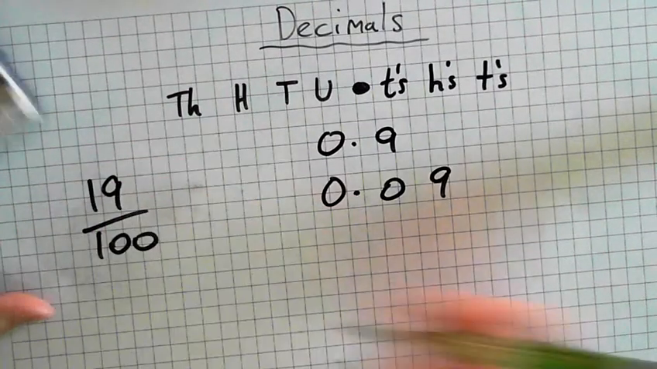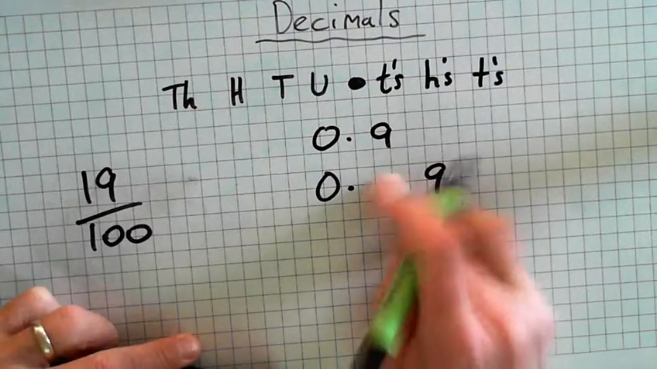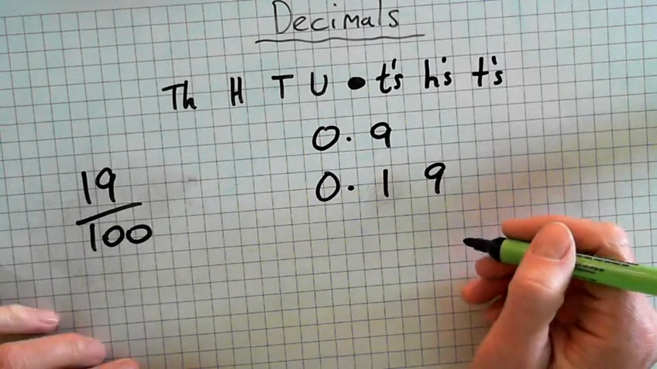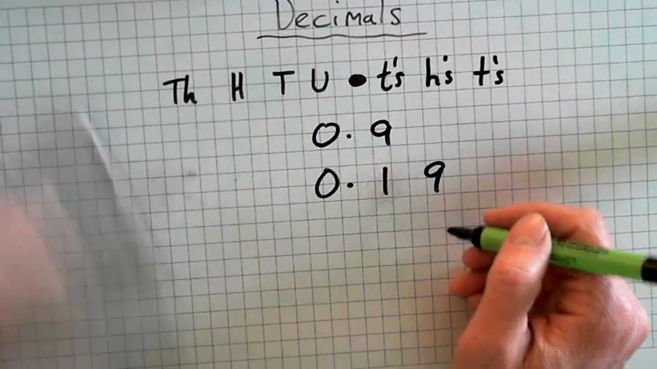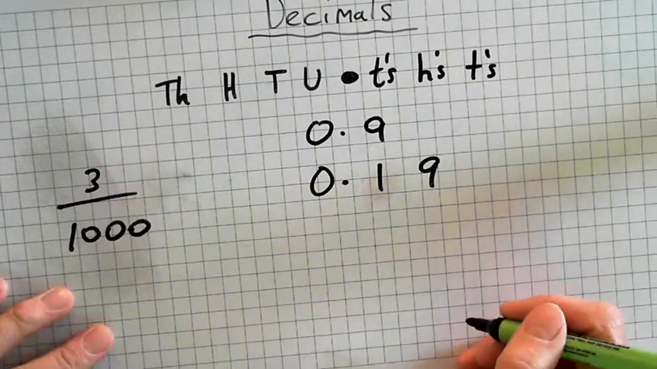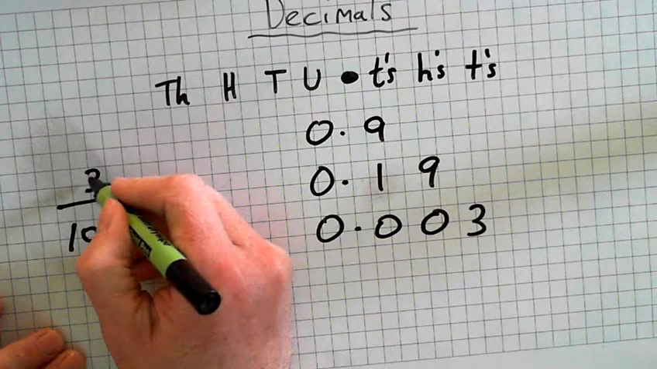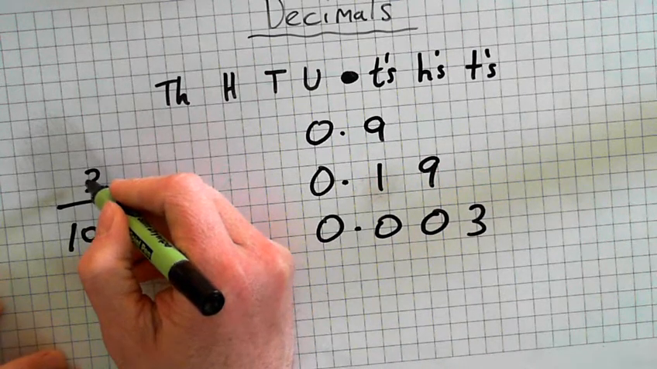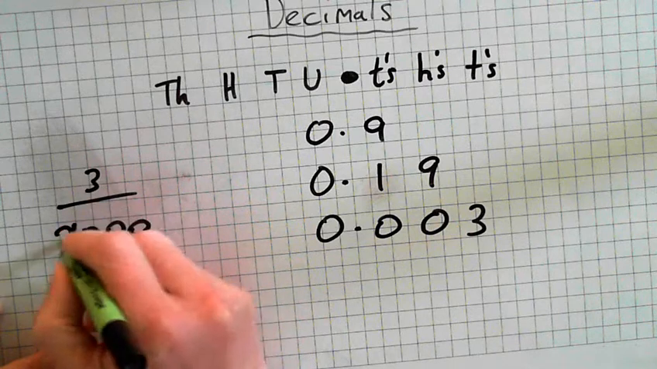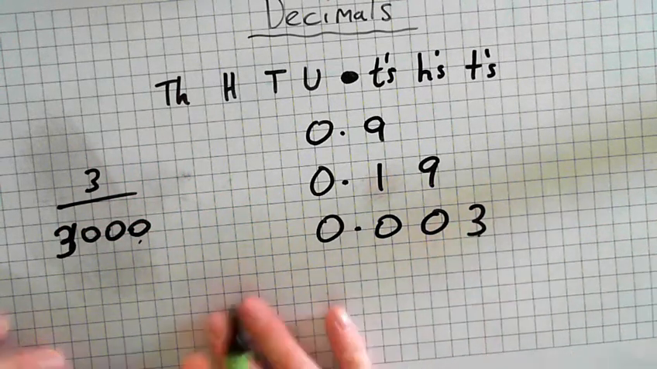What if I put a 1 in front of the 9? 1.09. Okay. Alright. Three over 1,000. 0.003. Okay, so watch. If I put the 3 in front, isn't that 3,000? But it's written backwards, isn't it?